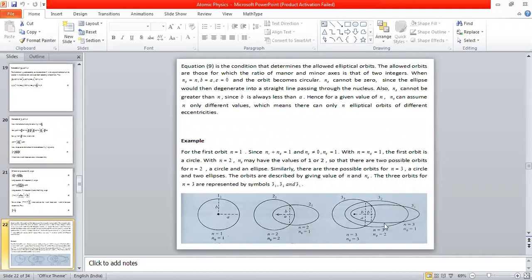Okay. Similarly, if I go to the case of n is equal to 3, if I go to the case of third energy orbit n is equal to 3, then I can give n5 1 ಆದ್ರೂ ಕೊಡಬಹುದು, 2 ಆದ್ರೂ ಕೊಡಬಹುದು, 3 ಆದ್ರೂ ಕೊಡಬಹುದು.